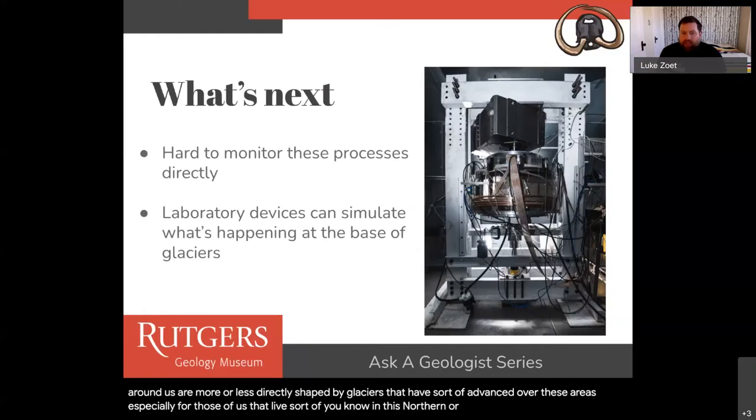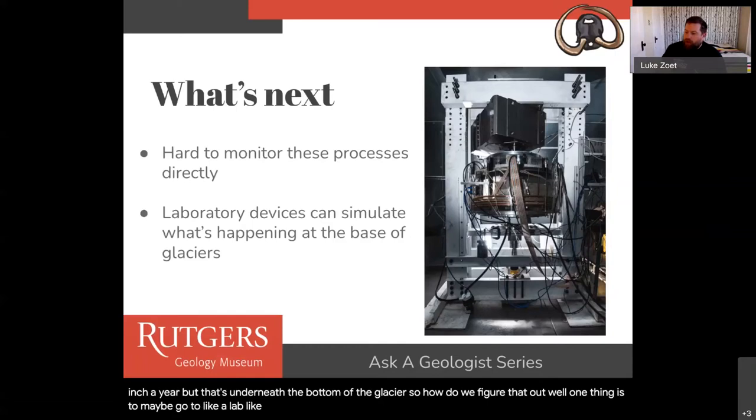Okay, so what's next? It turns out that measuring these processes of glacial erosion is pretty hard, right? I said that it might erode a half an inch a year, but that's underneath the bottom of a glacier. So how do we figure that out? Well, one thing is to go to a lab like the one I showed in that picture from Norway, where there's a tunnel under the glacier, but that's few and far between. And when you go under there, it's hard to make sense of all the different things that are going on and competing against each other.